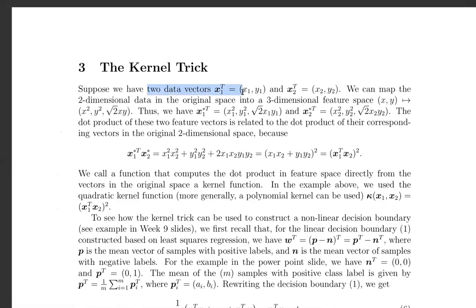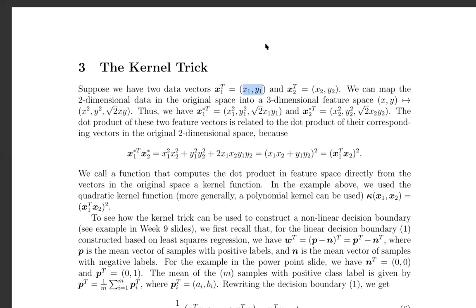Suppose you have two data vectors. You can map the two-dimensional data in the original space into a new space, three-dimensional. Let's say, for example, you square your x, you square your y, and then you take the square root of 2 times the product of x, y. So from the original variables, you go to x1 squared, y1 squared, and square root of 2 times x1, y1.